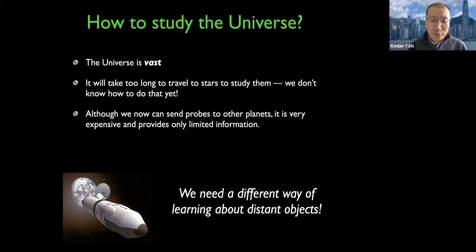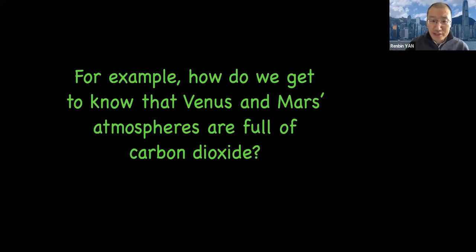Right now, the only thing we can do is to send some probes to other planets, but that is still very expensive and provides very limited information. So we really need a different way of learning about distant objects. The way we learn about the universe is by looking at the light coming from them. For example, how do we get to know that Venus and Mars' atmospheres are full of carbon dioxide? We cannot go there, but the way we can get that kind of information is by using light.